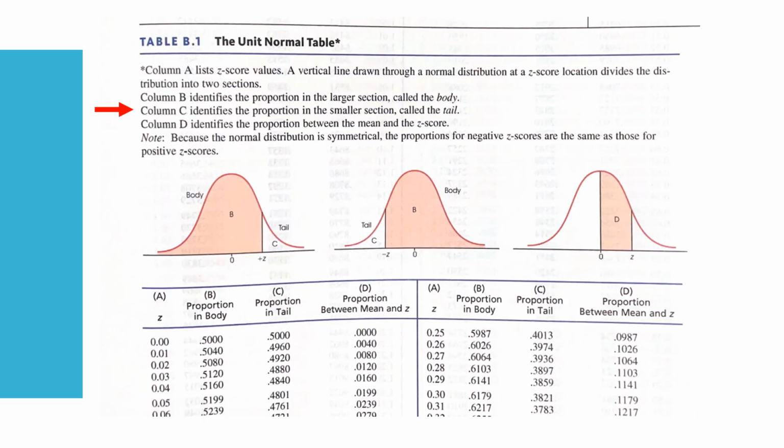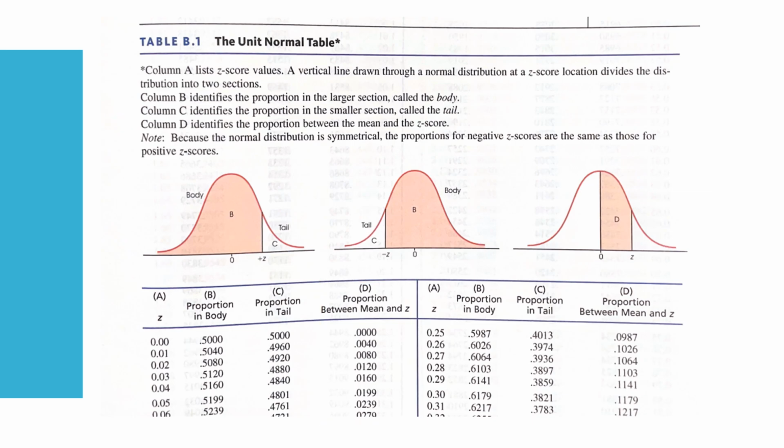Column C identifies the proportion in the smaller sections or tail of the graph. If the z-score is positive, that means the tail is to the right of the score. And if the z-score is negative, the tail is to the left of the score. And just like before, the proportions are listed in column C as a decimal. Lastly, we have column D, which identifies the proportion between the mean and the z-score. Taking a look at this image on the right, you can see that instead of telling us the proportion of everything above or below a score, it tells us only the proportion between the score and the mean, and that can be found in column D.